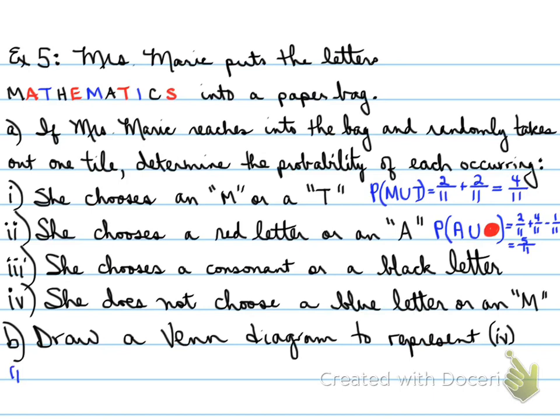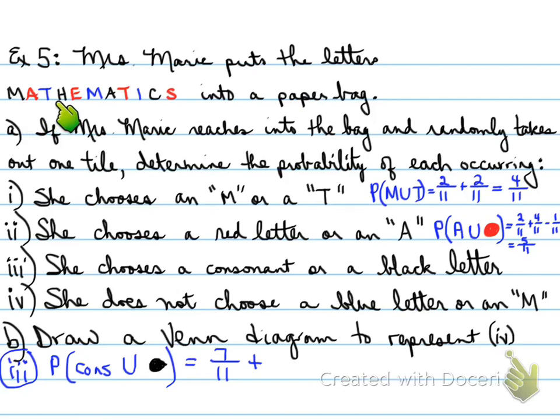Now let's do part 3 down below. Part 3 says she chooses a consonant or a black letter. A consonant is not a vowel. So let's go through the consonants. The consonants are going to be 7/11: 1, 2, 3, 4, 5, 6, 7. Those are the consonants. All right, 7 out of 11 plus the black letters.